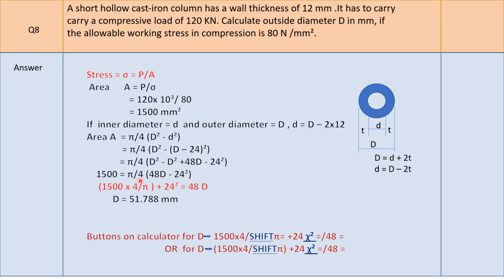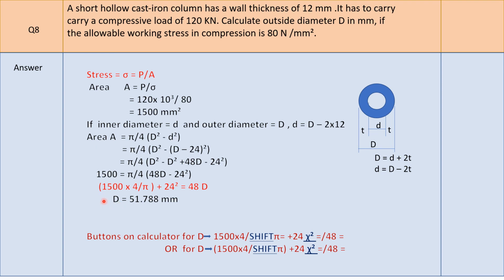Now this 4, when I take it to the left side, it will become into 4. This pi, when I take it to the left side, becomes divided by pi. So it will become 1500 into 4 divided by pi. This is plus 24 square, and if I take it to this side, it becomes plus 24 square, which is equal to 48d. Now how to calculate d?